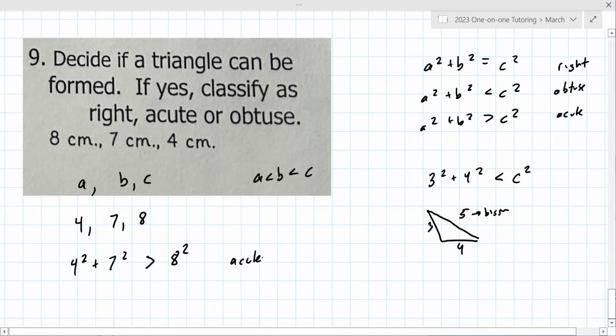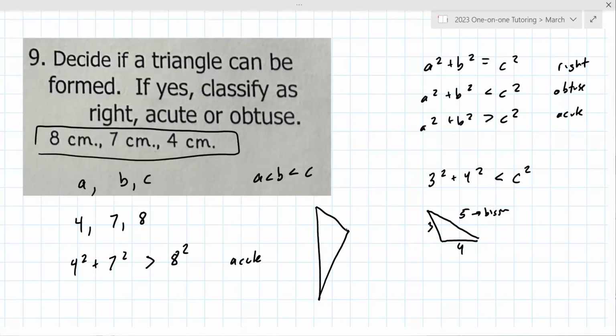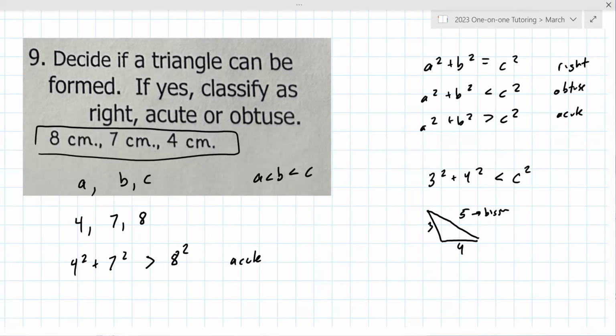Another option, which I don't think will get you full credit, is you could try to draw this. I might have tried that the other night. Like if you say, okay, well, that's 8 and that's 7, that kind of looks like an acute triangle. Maybe, maybe not. My drawing's not that good, so that's why I don't do that. So your choice if you want to play that game of trying to draw it. I like the numbers better. Yeah, me too.